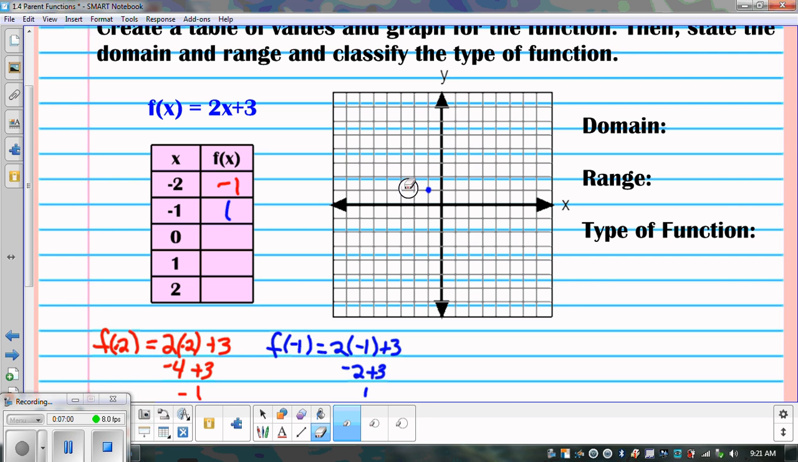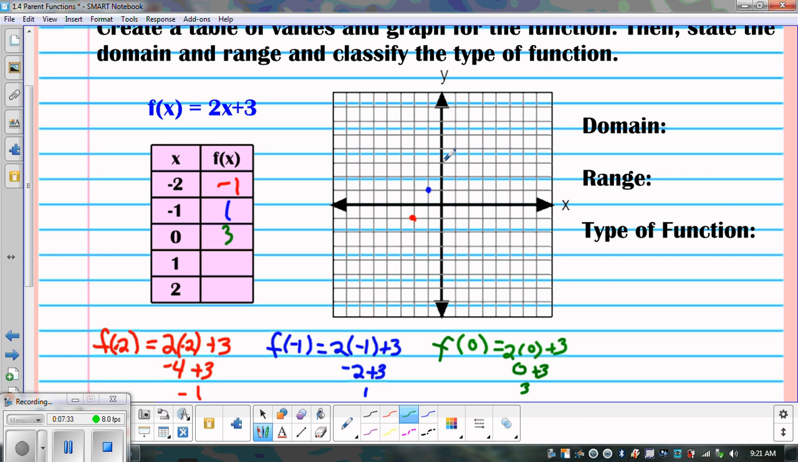I'm wondering if you are catching on to my mistakes here today. I said the point was negative 2, negative 1. There we go. And then the next point is negative 1, positive 1. Here we go. Now let's sub in our 0. So I have a function when x is 0. So I'm going to sub in the 0 and then add 3. 2 times 0 is 0, plus 3 is 3. So when x is 0, the y value is 3.